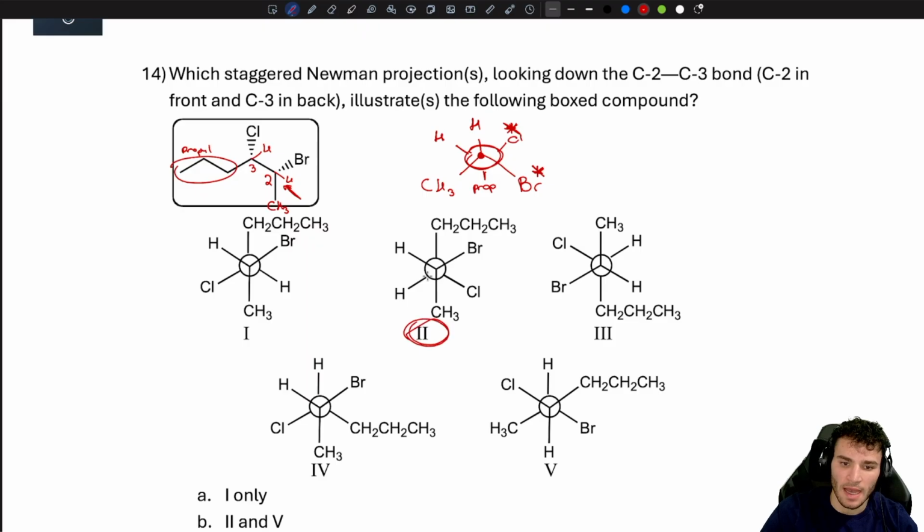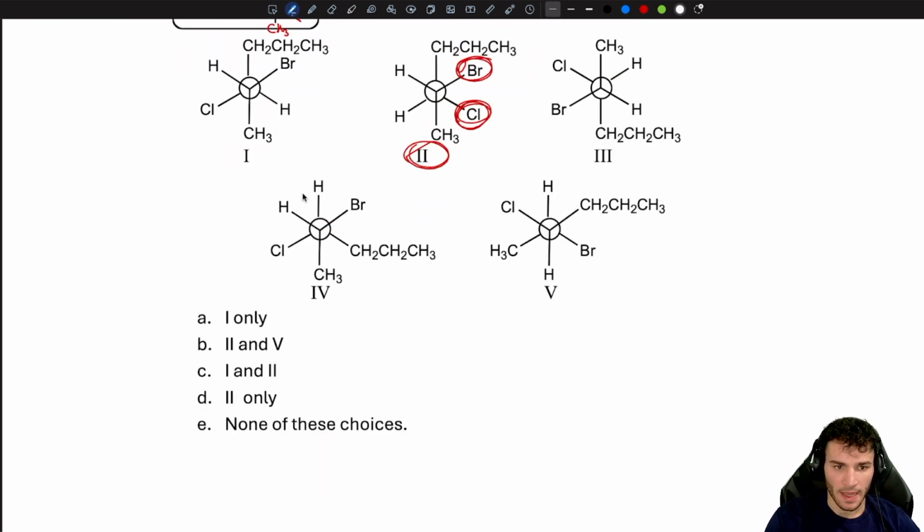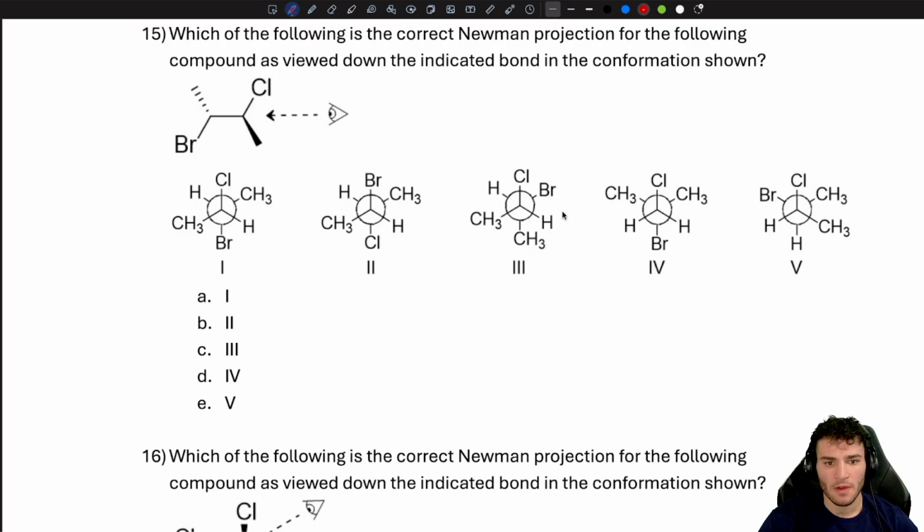Notice that, I mean, it kind of looks different just because instead of drawing a peace sign on the front, they drew a Y, which is just preference, whichever way you really prefer it. But the whole point is that bromine on the front is on the right and chlorine on the back is on the right. So the only structure that really matches our description is structure 2. And so the answer choice is D, 2 only.